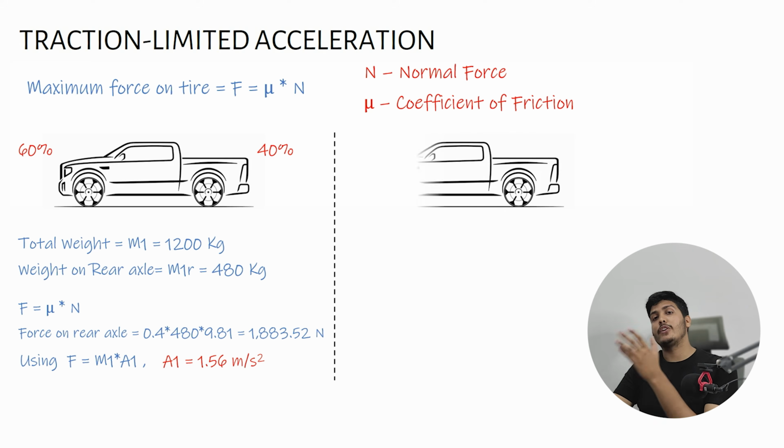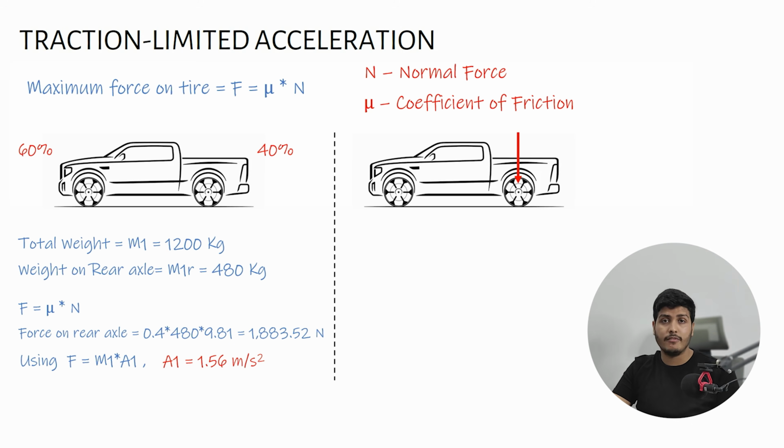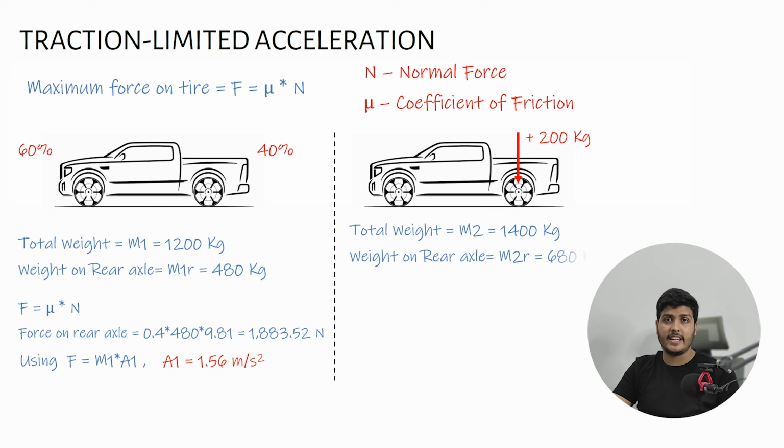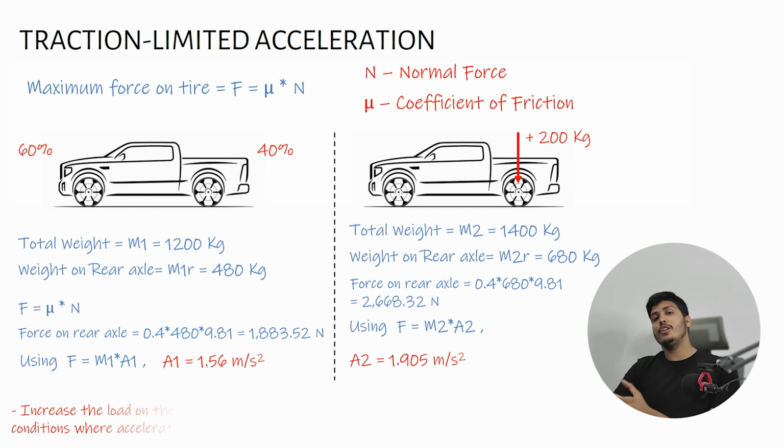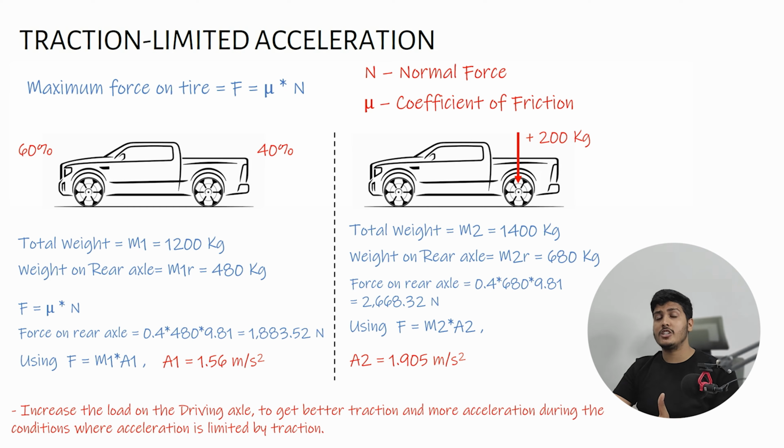Now let's increase the weight on the rear axle by 200 kg by putting some weight on it. Here the total weight of the vehicle will become 1400 kg and the weight on the rear axle will be 680 kg. Now force is equal to mu multiplied by N and we will get 2668.32 Newton. This will give the acceleration of the vehicle equals 1.905 meter per second square. So here, just by increasing the load on the rear axle, we can get better traction and more acceleration in the situations where the acceleration is limited by traction.